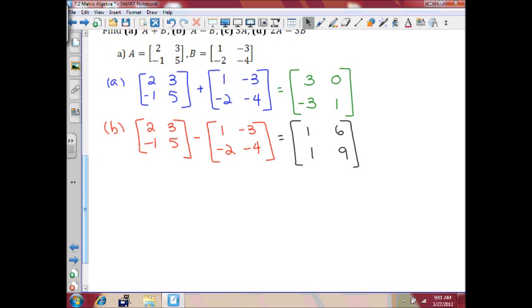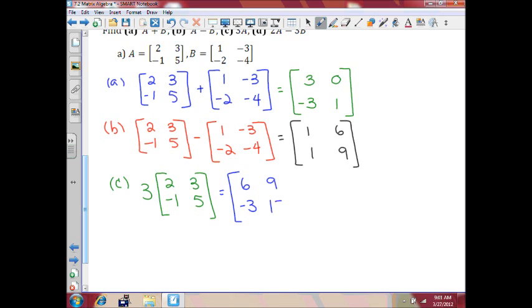Now part C says 3a. So we're taking 3 times our matrix, 2, negative 1, 3, 5. That will simplify to 6, negative 3, 9, 15.